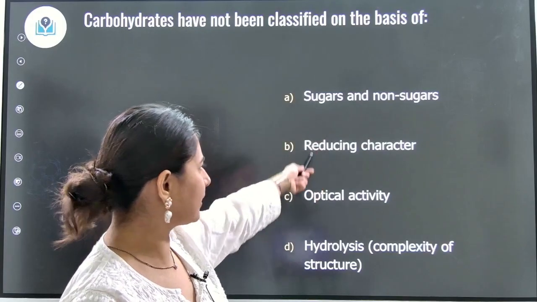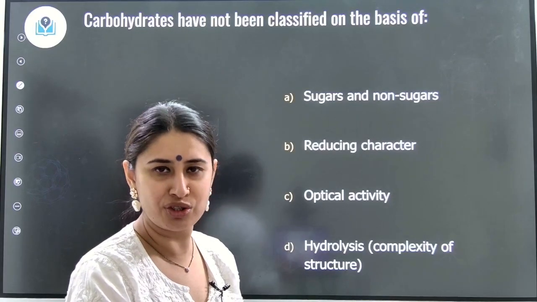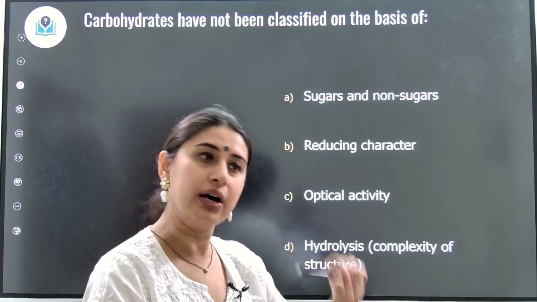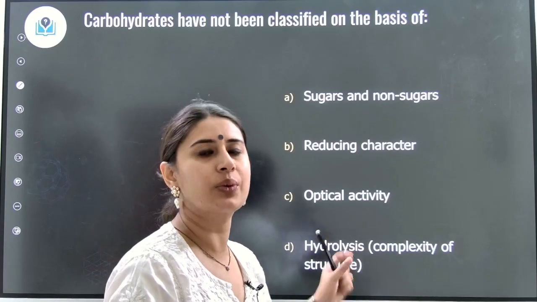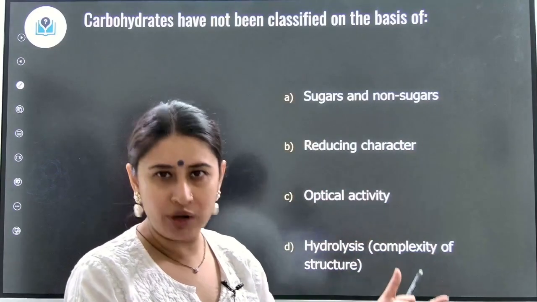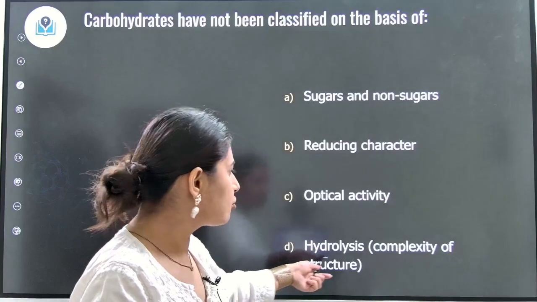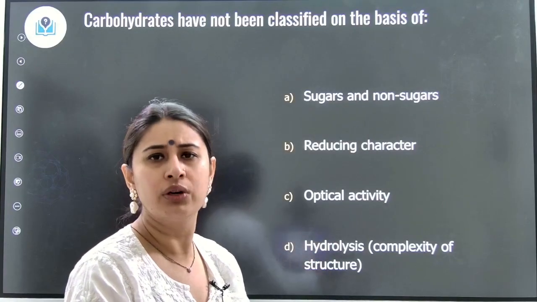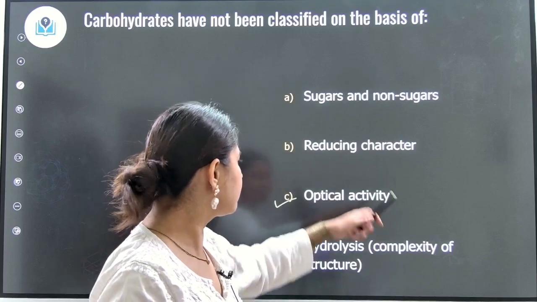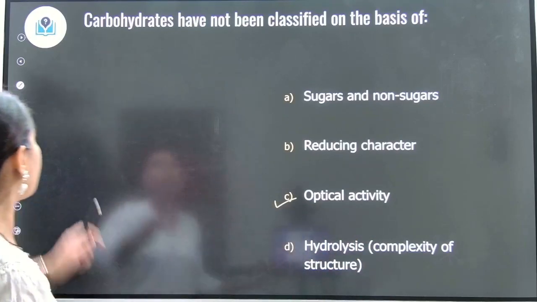Sugars and non-sugars is nothing but a direct classification that something is a sugar and something is not a sugar, or something which has a sugary taste can be called a sugar, and the rest which doesn't have a sweet taste can be called a non-sugar. Okay, but sugars in general are carbohydrates. Reducing character, you already know that. Hydrolysis, that means mono, di, tri, tetra, oligo, poly, all of that. But on the basis of optical activity, we have no such categorization. Okay, C becomes the answer.